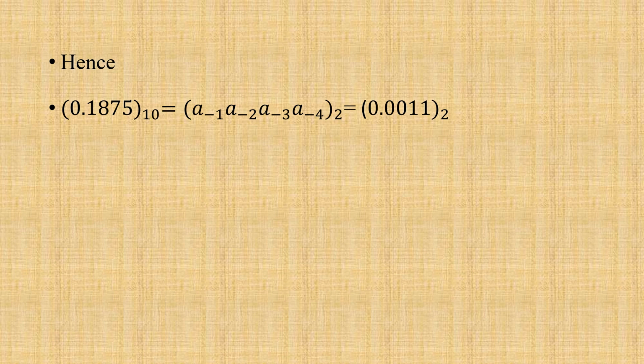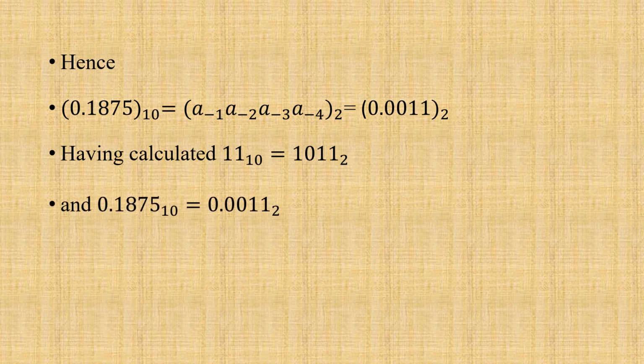Hence, 0.1875 base 10 equals A_-1 A_-2 A_-3 A_-4 base 2 equals 0.0011 base 2. Having calculated 11 base 10 equals 1011 base 2, and 0.1875 base 10 equals 0.0011 base 2, we have 11.1875 base 10 equals 1011.0011 base 2.